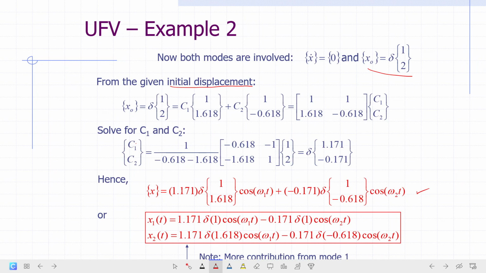Then if you want to see how the waveform looks like, you can simulate it. And of course, you can simulate using a numerical method or an analytical method, because you already have the analytical solution here.